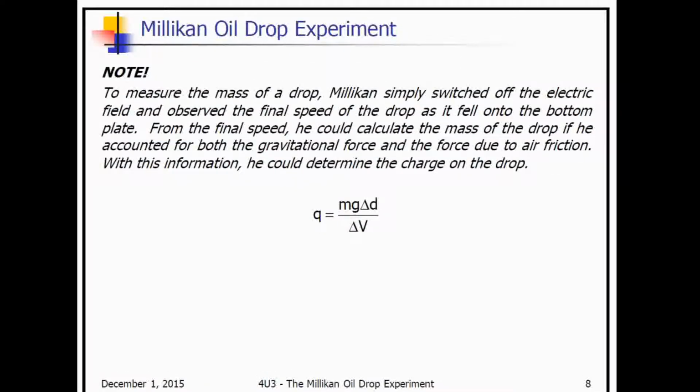Now, you will not be using this equation on a test, but it's important to know this equation because it might help you solving questions related to Millikan's oil drop experiment. So it says to measure the mass of the drop, Millikan simply switched off the electric field and observed the final speed of the drop as it fell into the bottom plate. From the final speed, he can calculate the mass of the drop if he accounted for both the gravitational force and the force due to air friction.